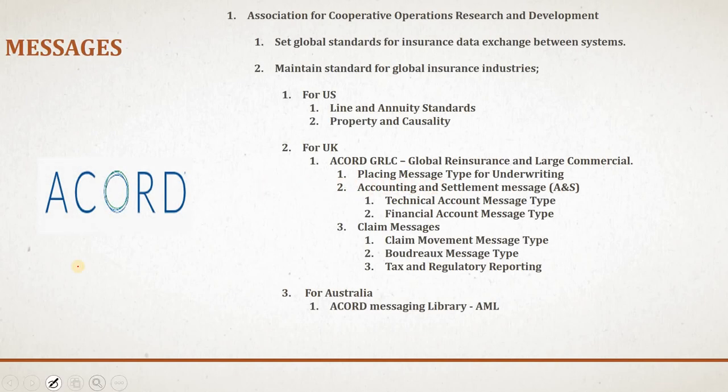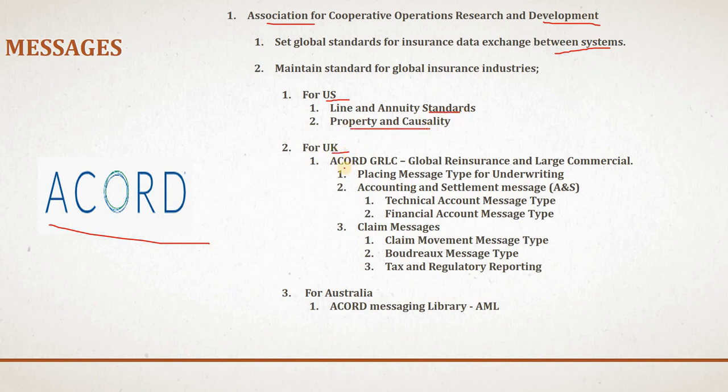So the first message is the ACORD message, and ACORD stands for Association for Cooperative Operation Research and Development. They have an office in the US and a well-established office in the UK and other parts of the globe. They set the global standard for insurance data exchange between systems to reduce the frictional cost, and they maintain the standard for global insurance industries. Say for example, for the US, they maintain the message standards for life and annuity, property and casualty.